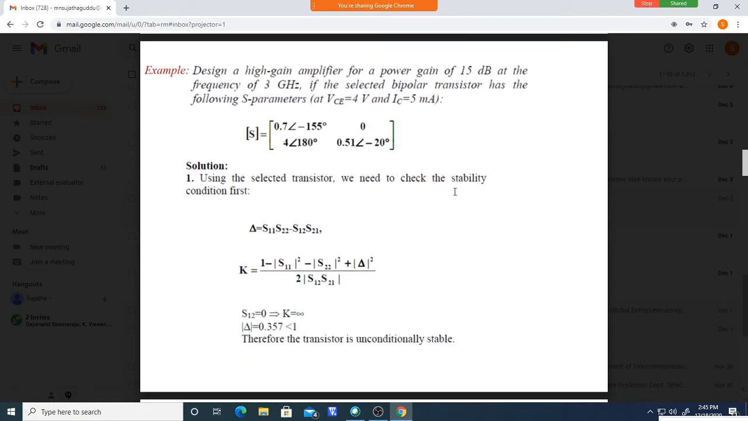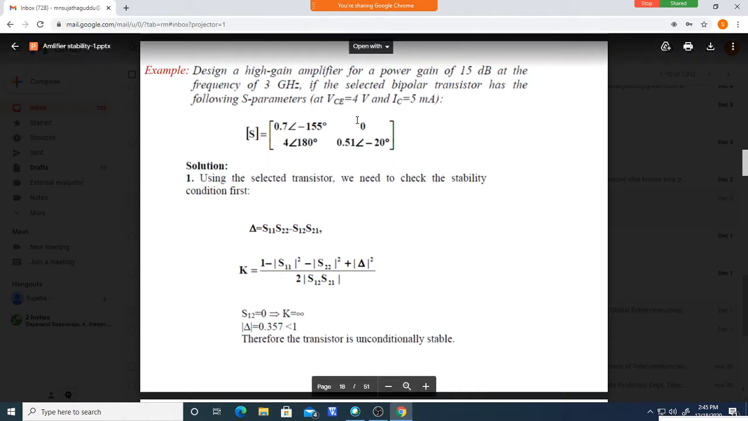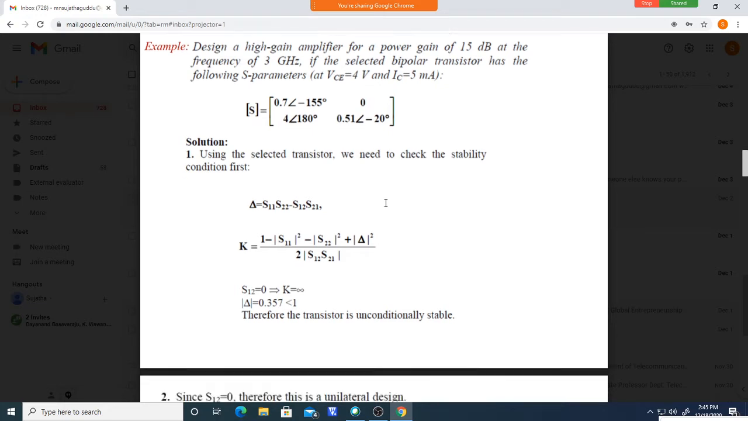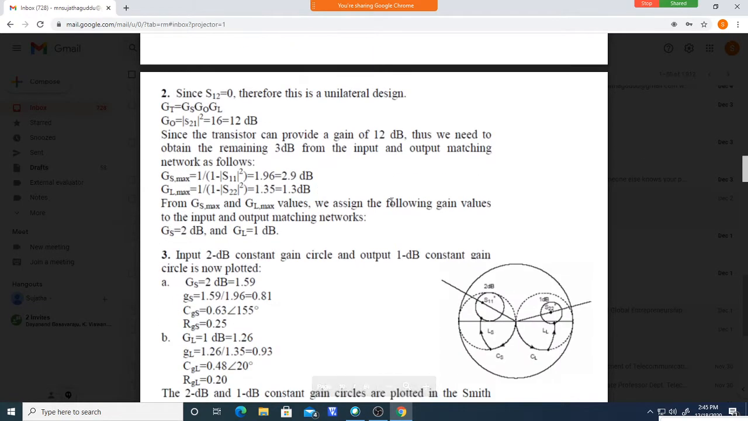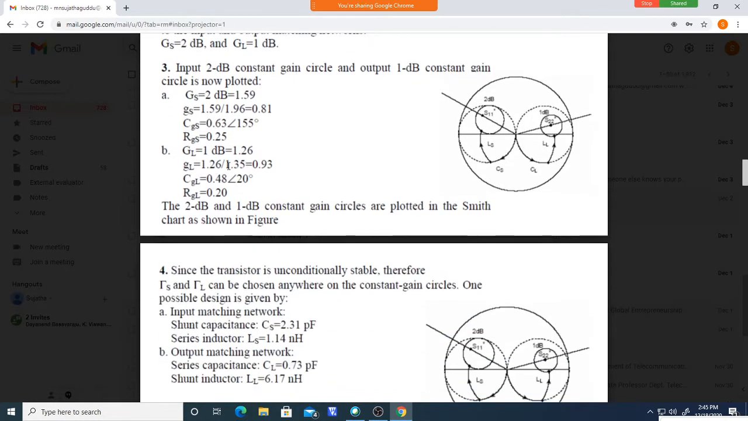So the procedure is, first you should find out the stability, whether it is conditional stability or unconditional stability. After finding that stability, you should check whether it is unilateral or bilateral. Unilateral means S12 will be 0; you should check it. Next, you should decide about the gain. Maximum gain, you should find out what is the maximum available, and out of that what values you are supposed to choose. And then next you should draw the gain circles.